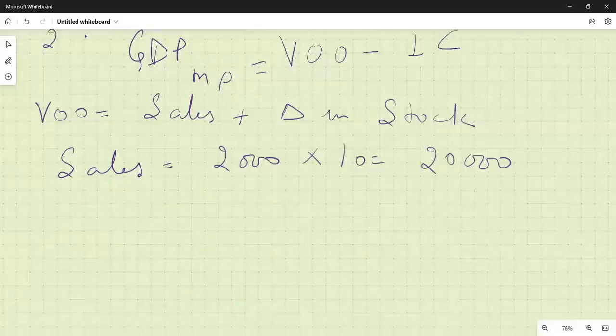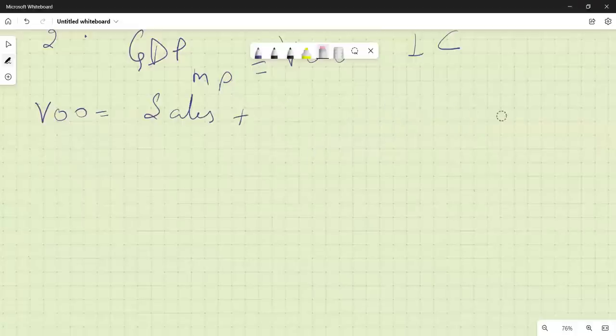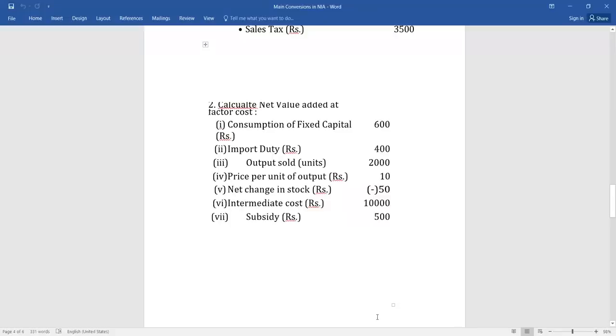Okay. So now we'll see how to calculate the value of IC now. Please remember value of output was equal to 19,950. Now we see in the numerical what's the value of IC, intermediate consumption. Either it has been given to us directly or we'll have to calculate this. Let's see what's the value of intermediate consumption. It has been given directly. That's great. Intermediate cost is equal to rupees 10,000.